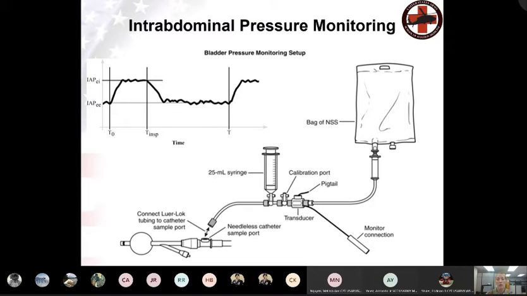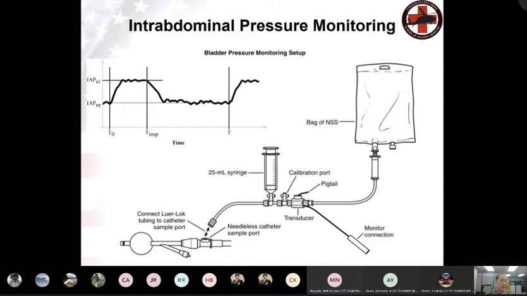So what you're going to do is infuse about 25 cc's of normal saline into the bladder. Once you do that, you're going to clamp off the Foley catheter from draining, and let it sit for about 30 to 60 seconds. At the end of your patient's breath, after they exhale, you're going to get your pressure reading. Once you do that, you'll unclamp your Foley catheter and allow the urine and the instilled fluid to flow down into the Foley bag.